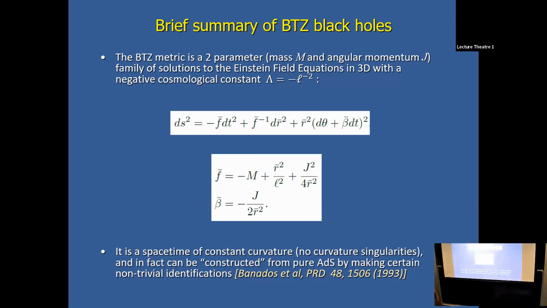Now, one thing that's very interesting about these solutions is that they are spaces of constant negative curvature. So there's actually no curvature singularity. In fact, you can come up with these metrics by just taking pure AdS and making various clever identifications within AdS. So in some sense, you can almost think of these as topological constructions in pure AdS.